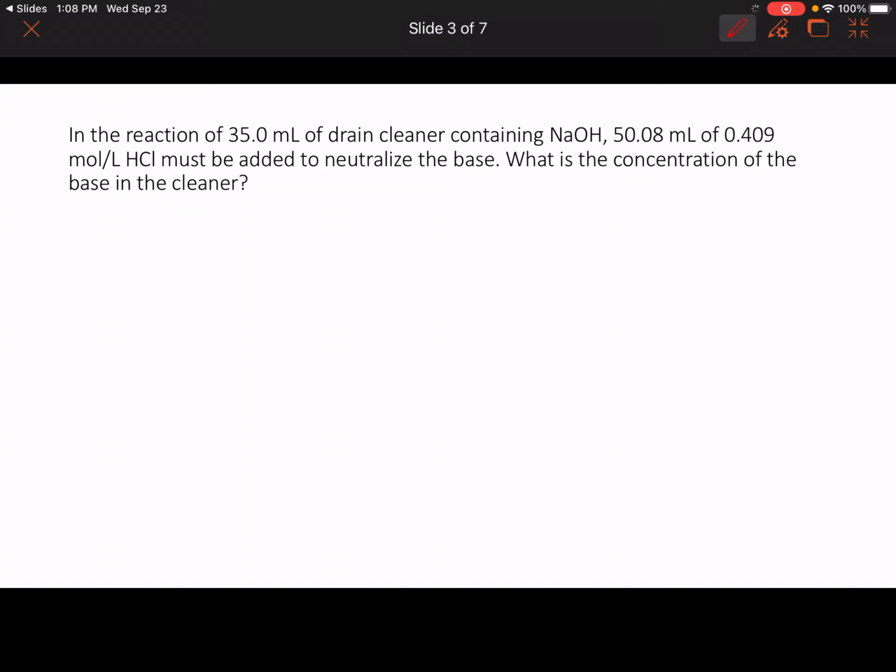When you're approached with a problem like this, your very first step is always going to be to write the equation. That's a standard rule of thumb for any chemistry problem. So we're going to go NaOH, which is the active ingredient in the drain cleaner. I'm going to add to that HCl. This is a double displacement reaction, and also a neutralization equation, so you know that one of your products is going to be water, and the other is the salt. In this case, the salt is NaCl. So we have our equation here.